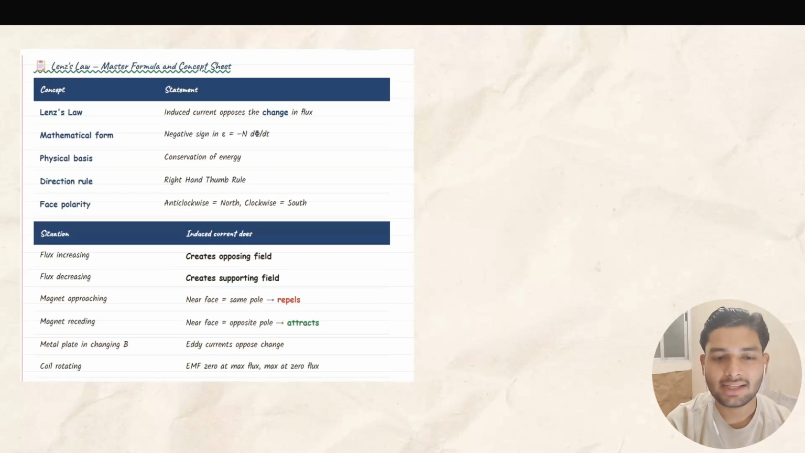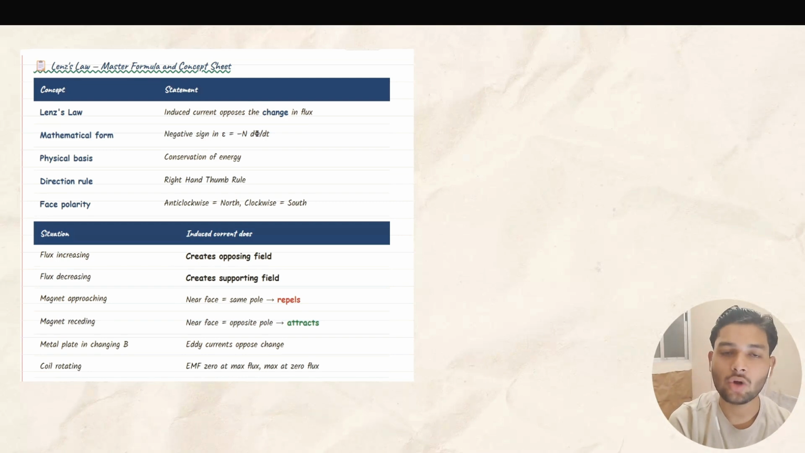So guys, this is the summary and the formulas of the video that you can use to practice and revise the concept again. Lenz's law: induced current opposes changes in the flux. That is the main principle. Mathematical formula: the negative sign in E equals minus N d phi by dt is because of Lenz's law. Physical basis: conservation of energy. I told you the core concept of Lenz's law is conservation of energy. Direction rule: using the right hand thumb rule, we can identify the induced current or EMF in any coil.